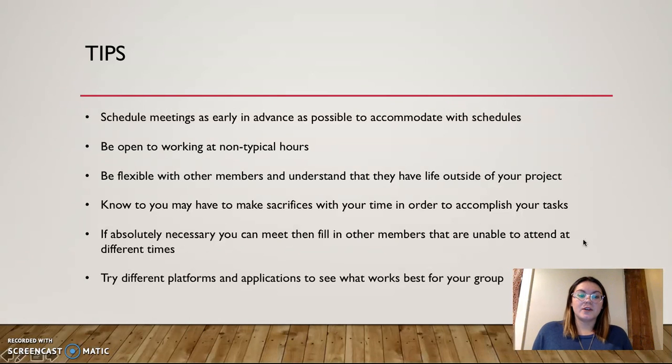Also, some other tips: be open to working at non-typical hours. We talked about that. Be flexible with other members. Know you might have to make sacrifices, and if necessary, you can meet with other group members and then fill them in at a different time.